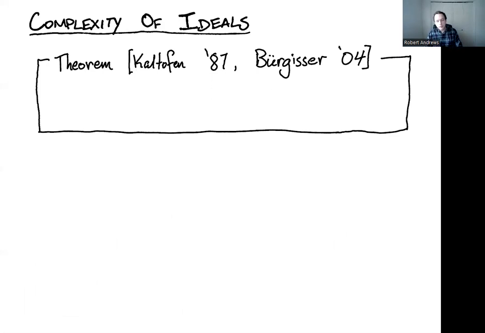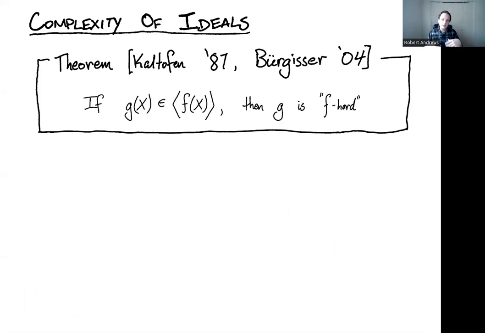So there's a theorem due to Kaltofen with subsequent improvements by Bürgisser that at a high level says the following. It says that if G is in the ideal generated by F, then G is what I'll call F-hard, meaning that if F is hard to compute, then G is also hard to compute. And the way that Kaltofen and Bürgisser attacked this question, and really came about it to begin with, is in the contrapositive. And the contrapositive of this says that if G is easy to compute, then so is F.